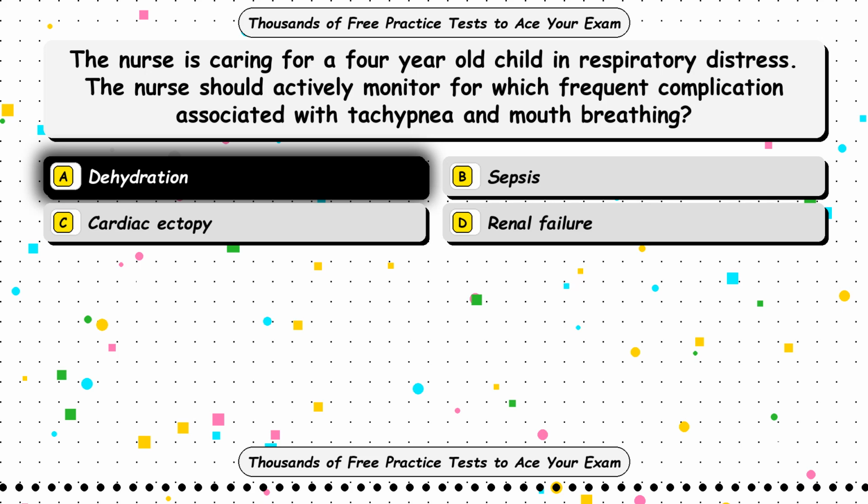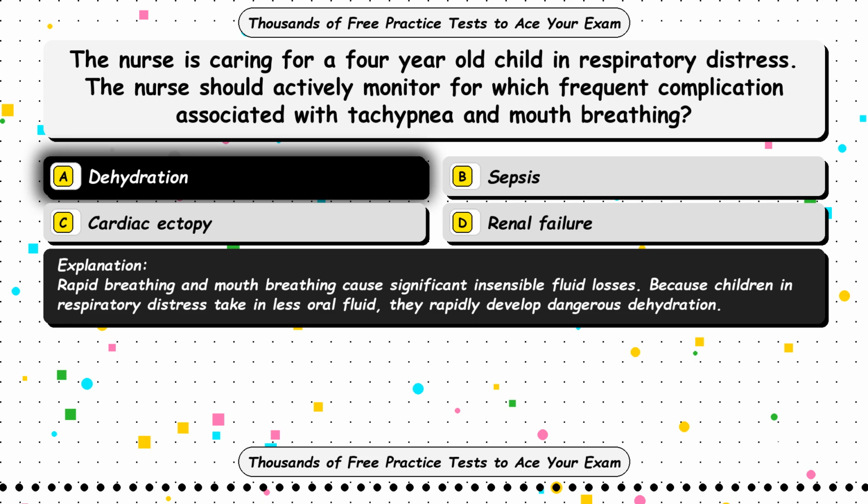The correct answer is option A. Dehydration. Rapid breathing and mouth breathing cause significant insensible fluid losses.